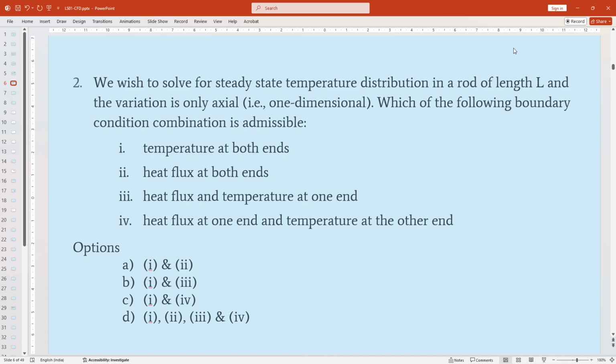Moving on to the next question. We wish to solve for steady state temperature distribution in a rod of length L, and the variation is only axial, that is one-dimensional. Which of the following boundary condition combinations is admissible?